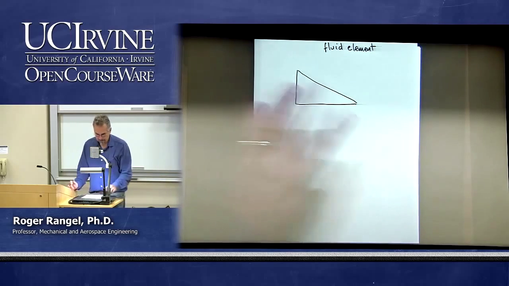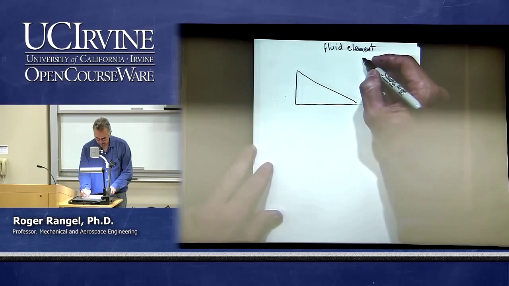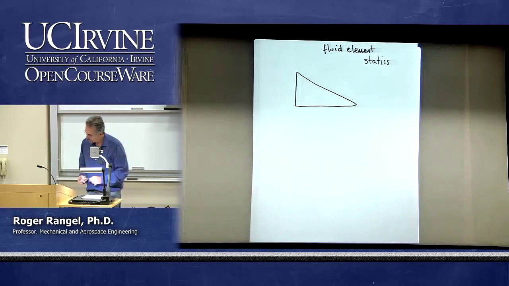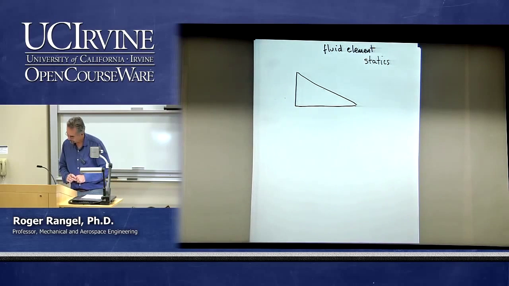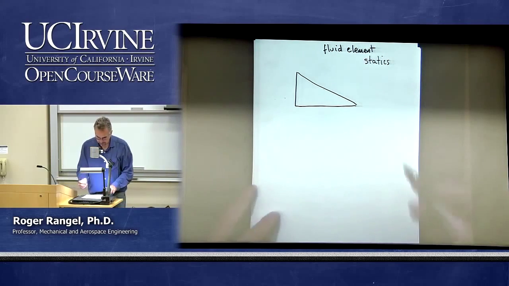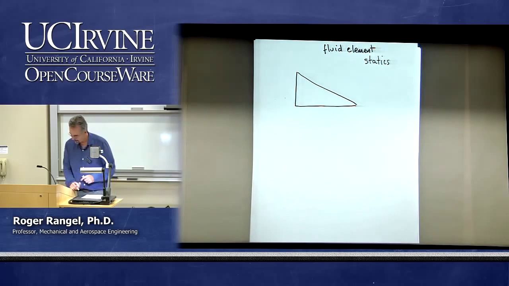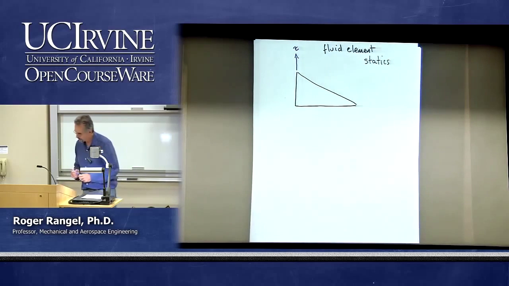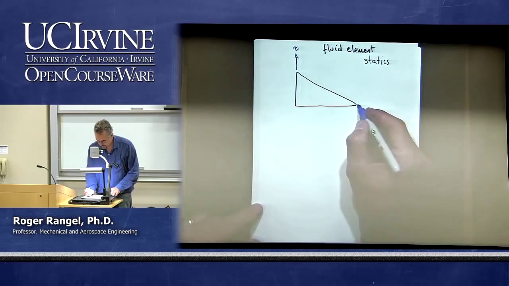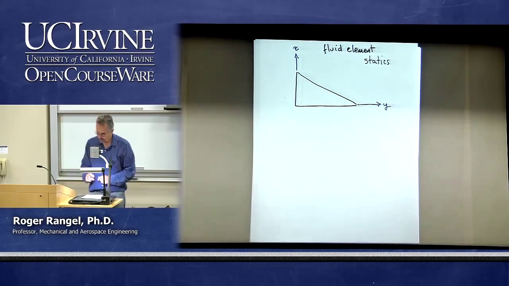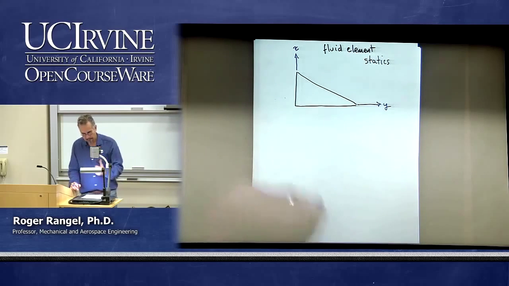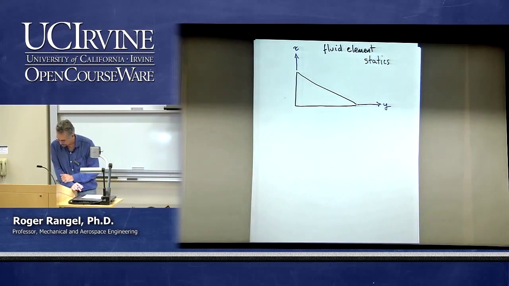And let's say that this is in a condition of no motion. This is in statics. It's not moving. There is gravity in the vertical direction. And let me put some coordinates here. Let's say this is the z coordinate, and I'm going to make this the y coordinate. And the x coordinate is pointing out normal to the paper.